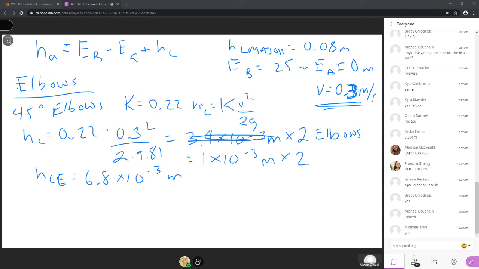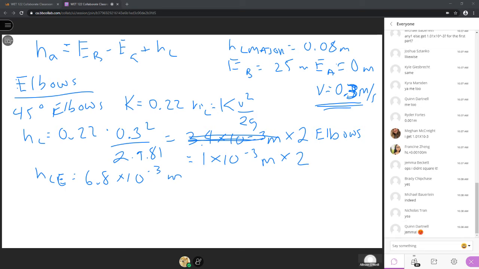So again, we're still going to times that by 2. And so we're going to now be 2, that's a really ugly looking 2. Okay, 2 times 10 to the minus 3 meters. All right, so how does everybody feel about this number now?